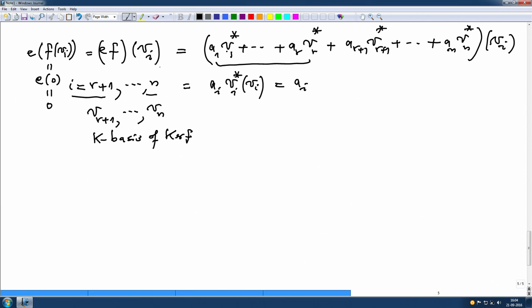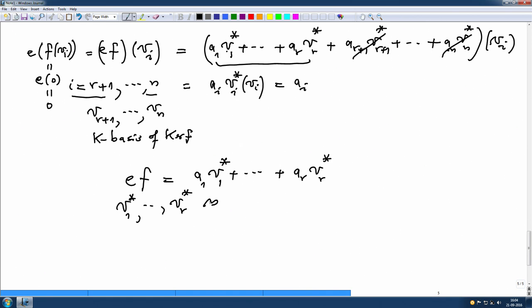So you see, we have proved Ai is 0, and obviously we have used the fact that i is between R plus 1 and N. So we have checked that these coefficients are not there. So therefore EF is a combination of the first R, V1 star to VR star. So that proves that V1 star to VR star is a basis of the image of F star.